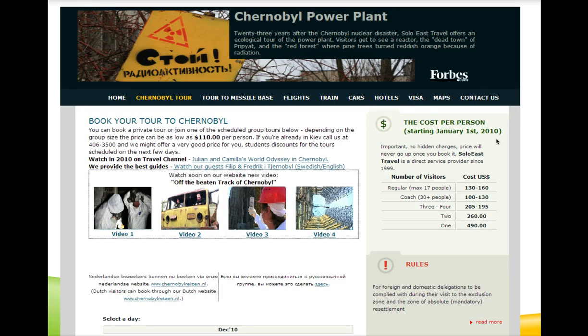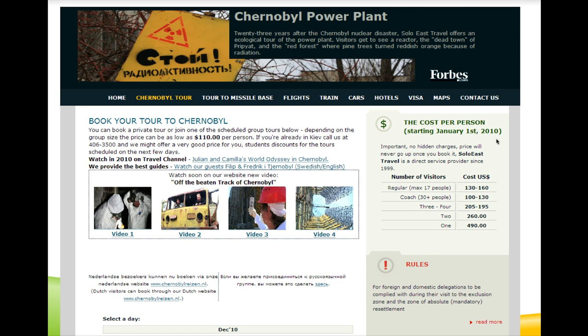So this was taken from their website a few years ago. The Chernobyl power plant, 23 years after the Chernobyl nuclear disaster, Solo East Travel offers an ecological tour of the power plant. And you get to see the reactor, the dead town of Pripyat, the red forest where the pine trees turned reddish brown, orange because of the radiation. Book your private tour for only $110 per person.